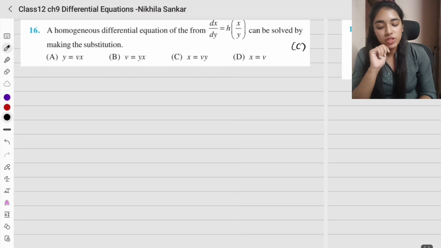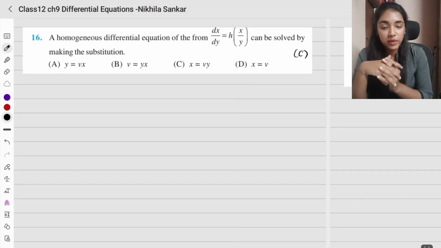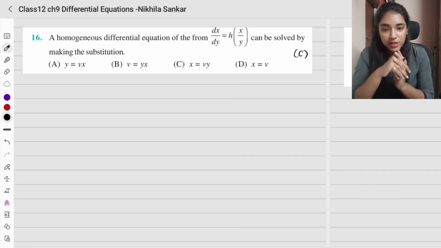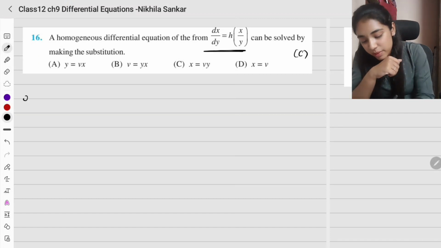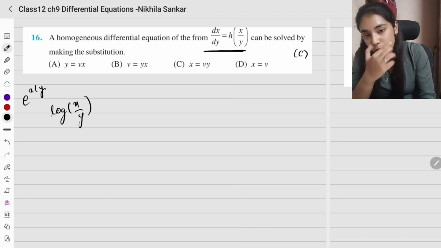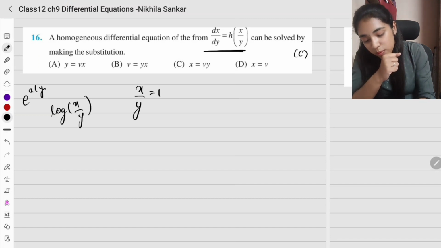Question number 16. A homogeneous differential equation of the form dx by dy equals h of xy can be solved by making what substitution? They have given dx by dy. So how will our values be? We have e to the x by y or log of x by y given. So how will our substitution be? x by y equals v.